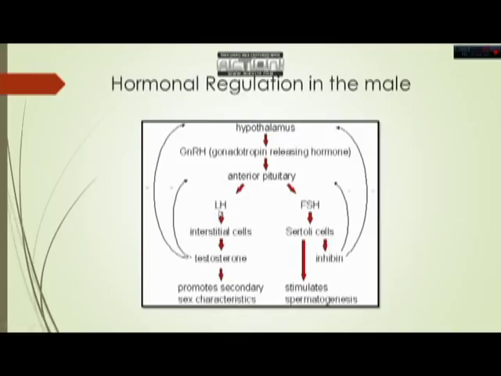The LH goes to the interstitial cells, testosterone, and finally promotes secondary sex characteristics. The FSH acts on the Sertoli cells, which are divided into two: the inhibin and the one that stimulates spermatogenesis. And this is the male reproductive system.